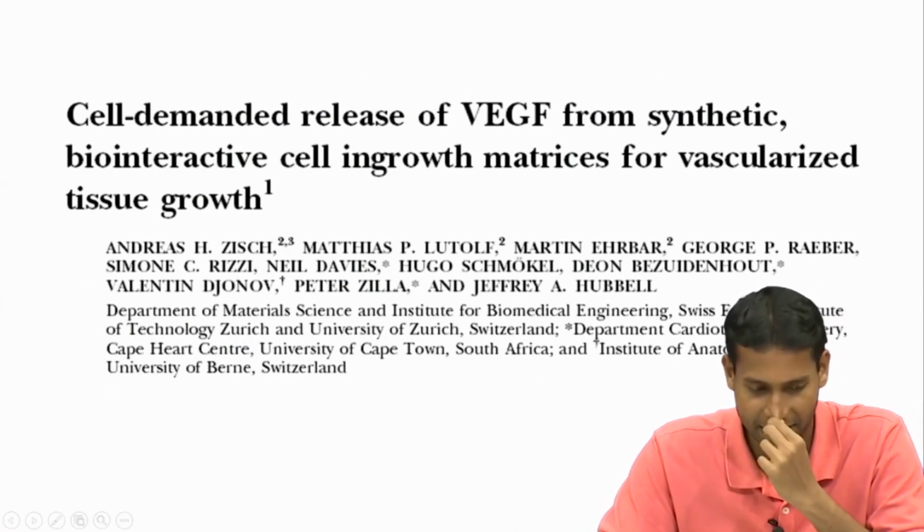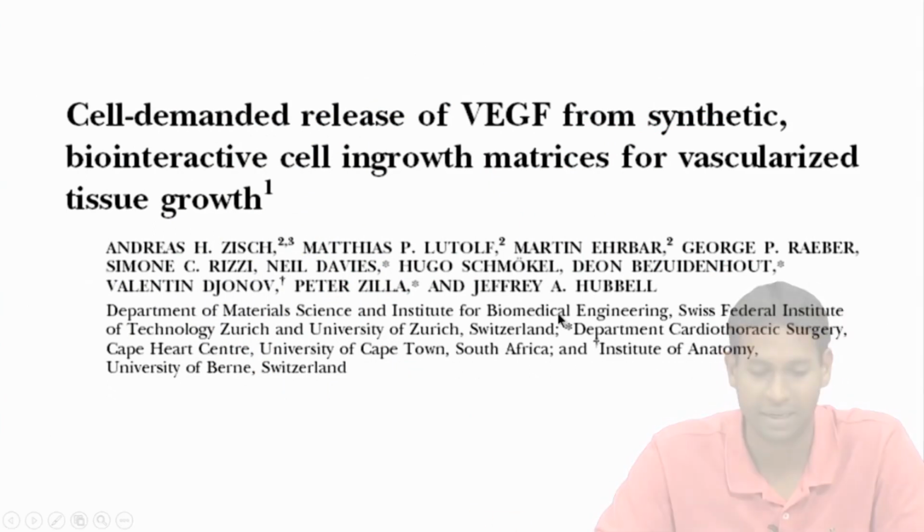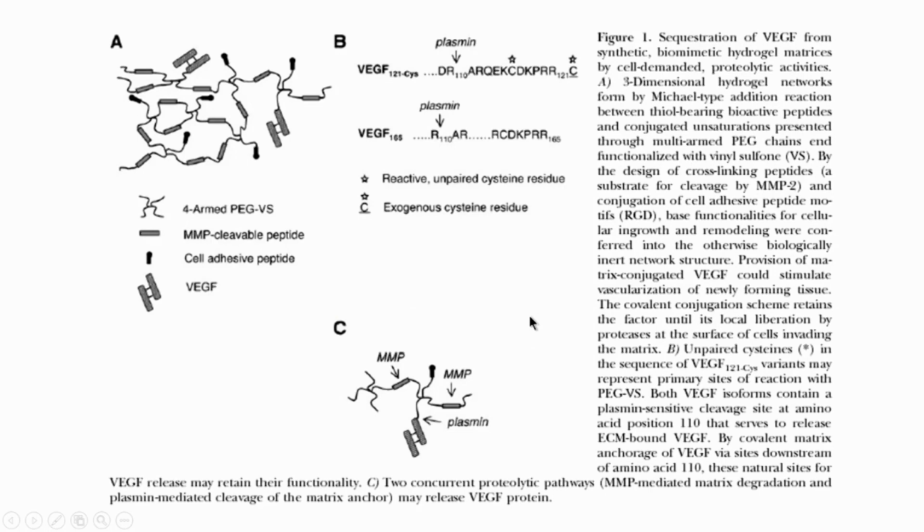So, here is another paper that talked about cell demanded release of VEGF from synthetic biointeractive cell in-growth matrices. And so, again what they have done here is, this is a synthetic polymer that they have used. So, they have used a 4-arm PEG vinyl sulfone. So, what this does is, this will crosslink any peptide which contains a cysteine or any thiols.